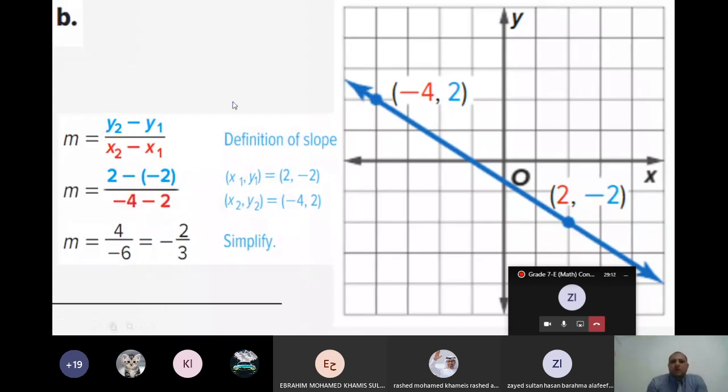B. The fixed points are negative 4, 2 and 2, negative 2. So if we choose 2, negative 2 to represent x1, y1, and negative 4, 2 to represent x2, y2, I'll subtract y2 minus y1, or 2 minus negative 2, divided by x2 minus x1, or negative 4 minus 2. So 2 minus negative 2 is 4, and negative 4 minus 2 is negative 6, which simplifies to negative 2/3.